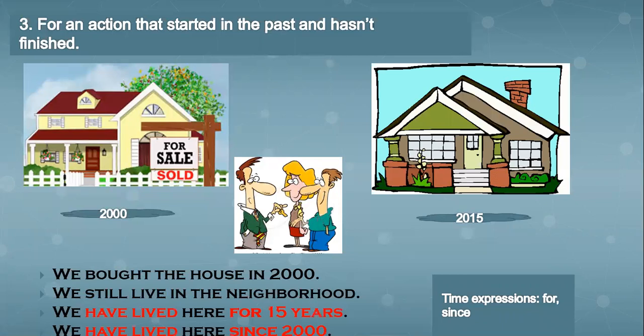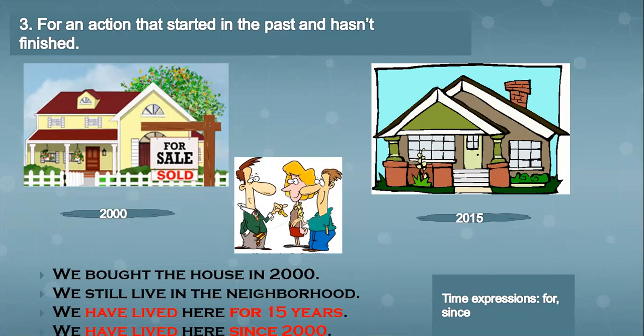So if something started in the past but is still happening and continues in your present time, that means that we use the present perfect to express it. So this lovely family bought the house a couple of years ago, okay? And a few years later, they still live in that house.